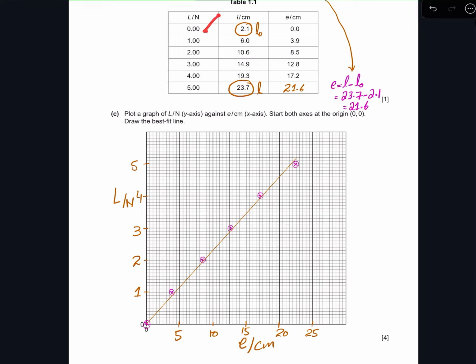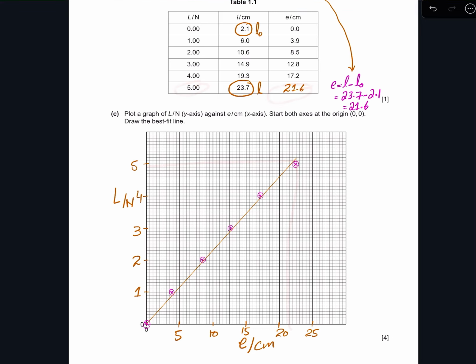Okay, so look at the values. When the load is zero, the extension is zero. So that is the first point here. Second point: when the load is 1, extension is 3.1, that is here. And when the load is 2, extension is 8.5, that is here. When the load is 3, extension is 12.8, that is this point. Then when the load is 4, extension is this, that you can look at here. And for 5, extension is 21, that is like this.